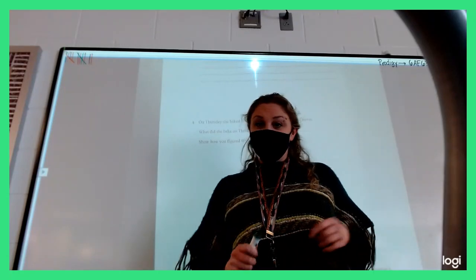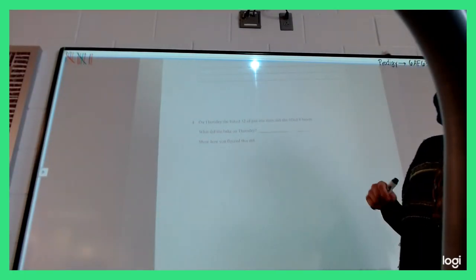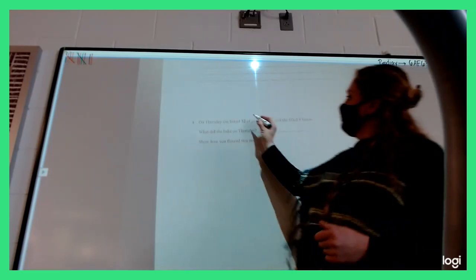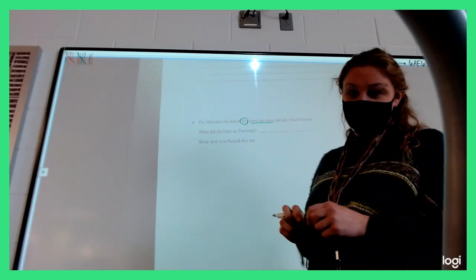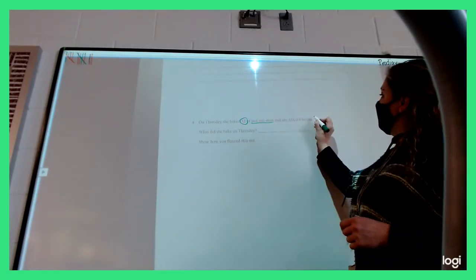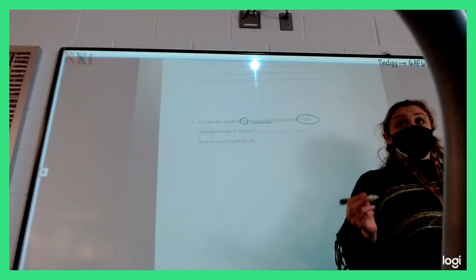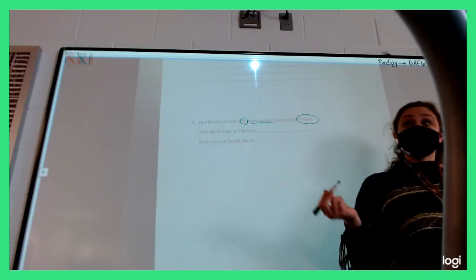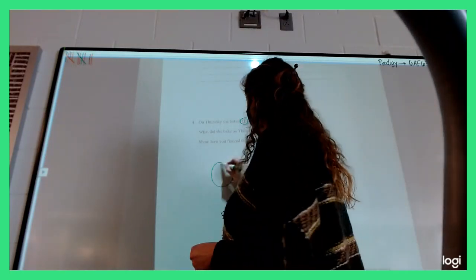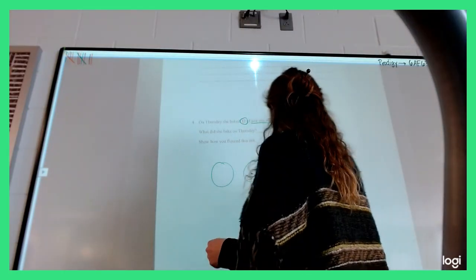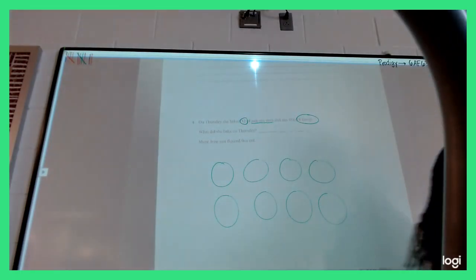We are on number 4 of your packet. So, it says, on Thursday, she baked 32, that's important, of just one item. That's also important. Then she filled 8 boxes. We have to figure out what she baked. Okay, it's kind of like solving a mystery. We have 8 boxes, okay? So, for me, I like to draw 8 shapes real quick. Helps me visualize. This is always a good strategy if you're unsure what to do.